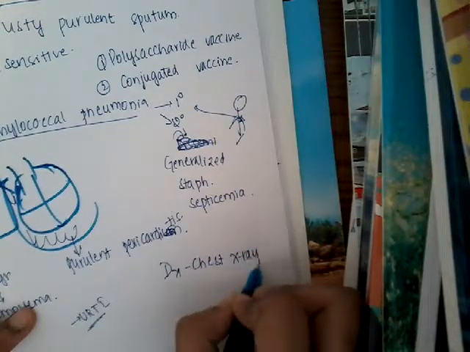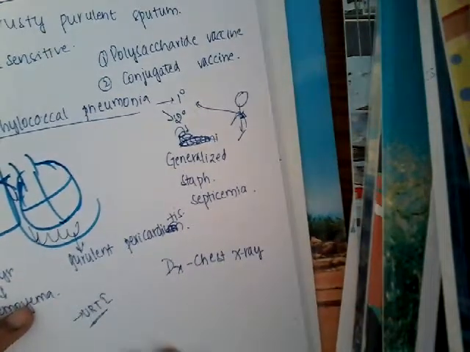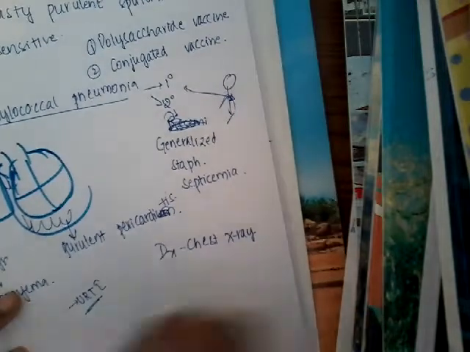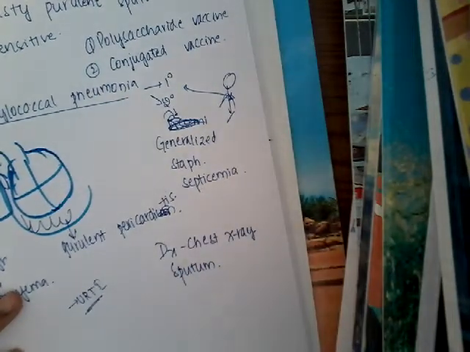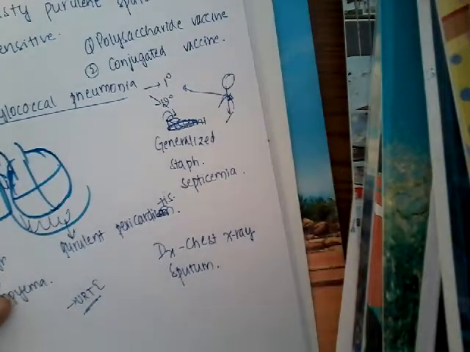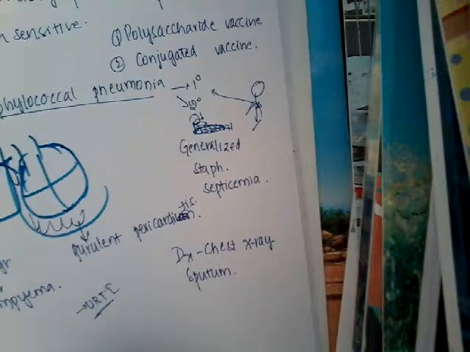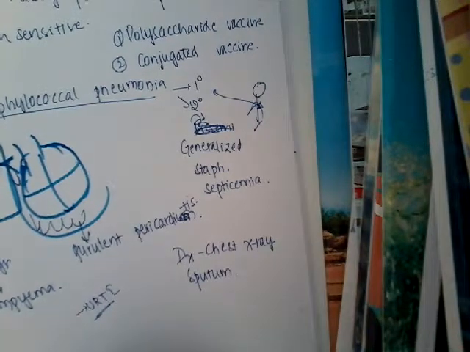So this also causes bronchoalveolar destruction. But the best way of identification is by sputum. Sputum culture and gram staining will help us to identify the staphylococcal pneumonia. There are many complications, as I have said. It can lead to empyema.